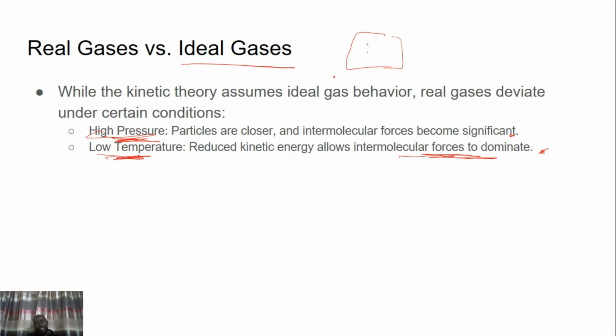So in summary, the kinetic theory of matter only applies to ideal gases, and to real gases, it only applies when they are not at high pressure and low temperature.